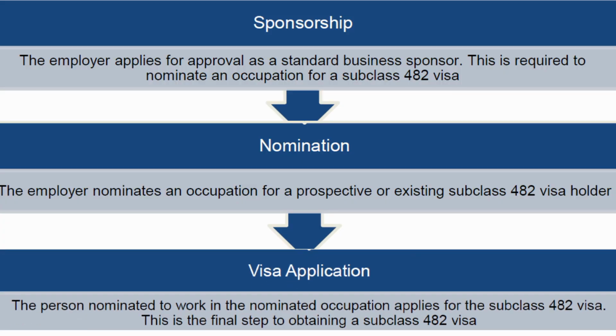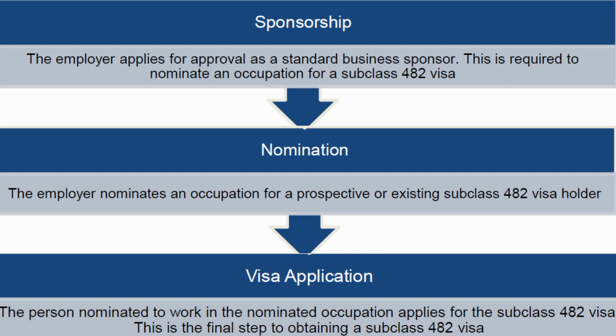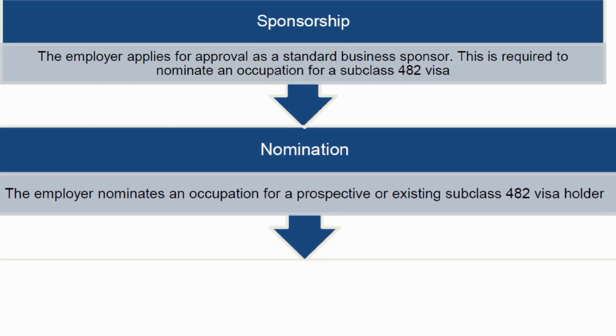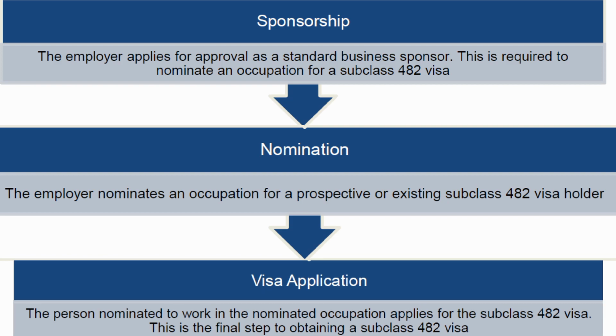Visa application is the third and final stage of sponsoring an overseas skilled worker under the Subclass 482 visa program. The overseas skilled worker and any dependents must apply for and be granted a visa to travel to, work and remain in Australia. All three applications can be made at the same time, but can only be submitted in this order: sponsorship application, nomination application, and visa application.